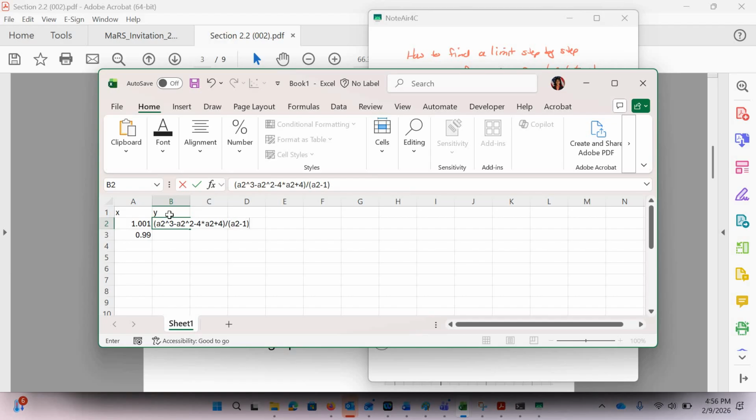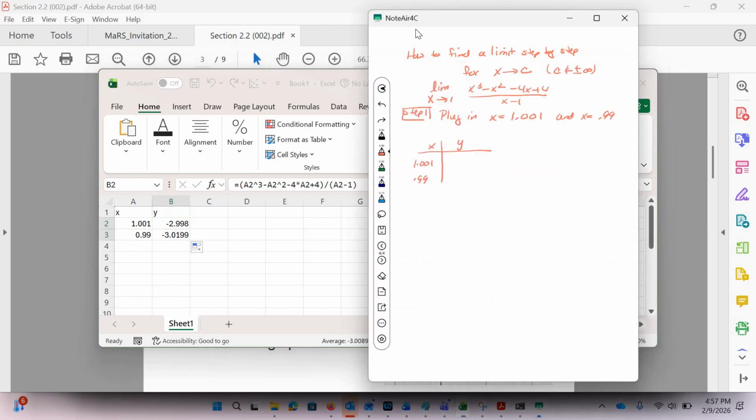And you won't get a 0 in the denominator because it's not 1 minus 1. So what do I get? I have to put it equals here. I get minus 2.99. In the computer science world, that's -3. Then let me just double check. Yeah, it looks like the answer is -3. I get minus 2.998 and minus 3.0199, which looks like -3, which we already saw from the graph, so we know that's right.